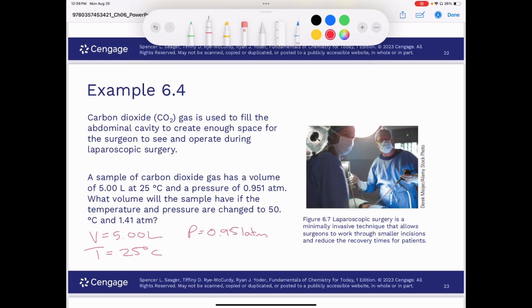Celsius and 1.41 atmospheres? Notice that these initial conditions that I described are all initial. This is where we started. And then what the question is saying is we're changing the temperature. The final temperature is going to be 50 degrees Celsius, and the final pressure is going to be equal to 1.41 atmospheres.